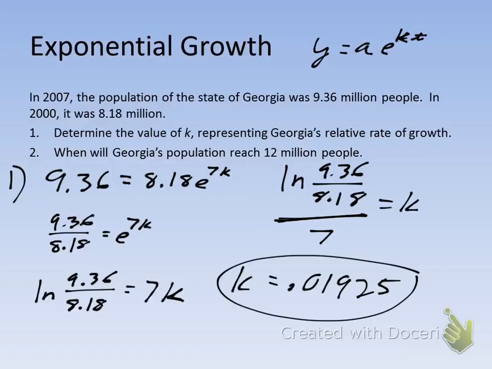Wait, what is K? K is that constant of growth. So is it that many billion people or million people? It's increasing by that many people per time frame, per year, per whatever. Is it a percentage? Percentage basically, so like 1% per year or something like that.